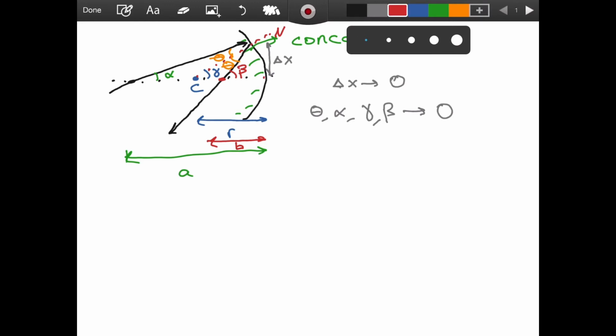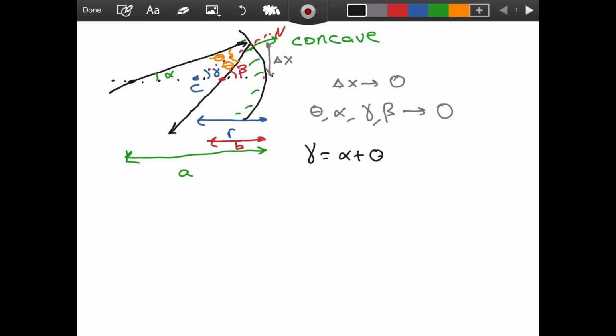So gamma is here. We have alpha, we have theta. It is the same picture that we just had. So we can see that gamma is equal to alpha plus theta. And if I want to this time express beta, I will similarly say it is going to be gamma plus theta. Alright?